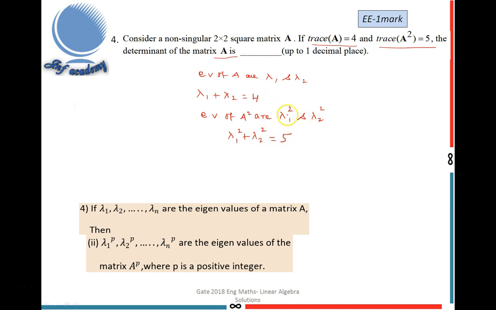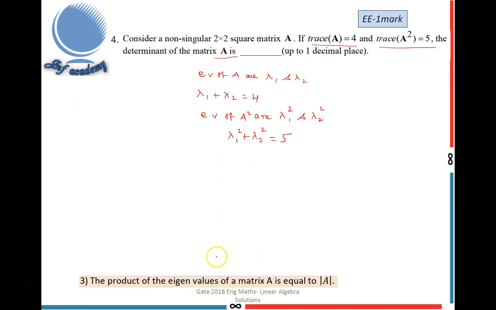These two are given. We have to find the determinant of the matrix A. Here I use another property: the determinant of matrix A is equal to the product of the eigenvalues of matrix A. The eigenvalues of A are lambda 1 and lambda 2. So lambda 1 into lambda 2 equals the determinant of A. So we have to find lambda 1 into lambda 2.